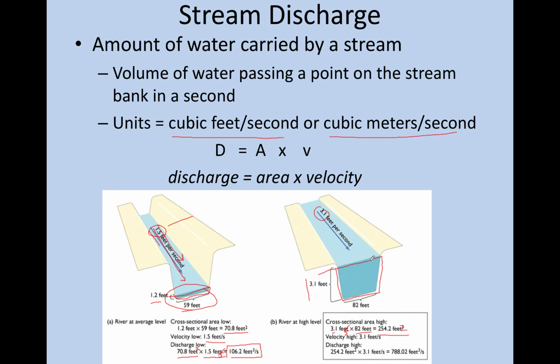And so that's the area here, okay, of this little trapezoid of water. And then we're going to multiply 254.2 feet squared times 3.1 feet per second. 3.1 feet per second is the velocity. So velocity times cross-sectional area gives us cubic feet per second that pass this point right here. So discharge, D, is equal to cross-sectional area times the velocity of the stream.